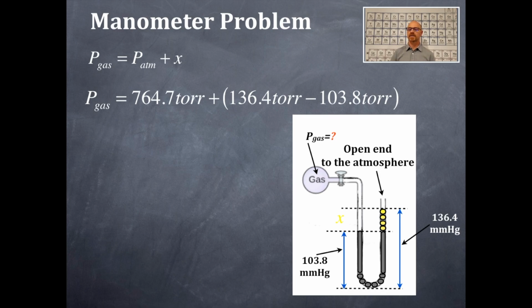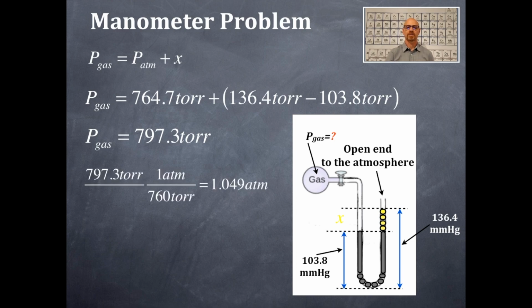You should also understand that millimeters of mercury and torr are the same number, right? 760 millimeters of mercury and 760 torr are actually the same thing. So this value gives me the pressure of the gas in the flask, and that is 797.3 torr. Now what we need to do is convert this into the other units that are given in the problem. So we're going to take that 797.3 torr and convert it into atmospheres. So I'm going to use the unit conversion of 760 torr to 1 atmosphere, and I get 1.049 atmospheres.